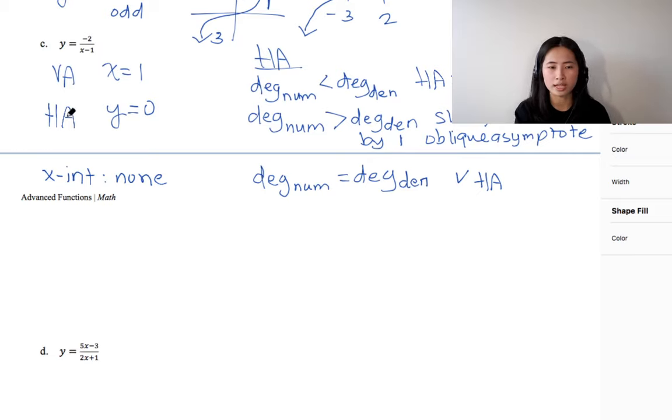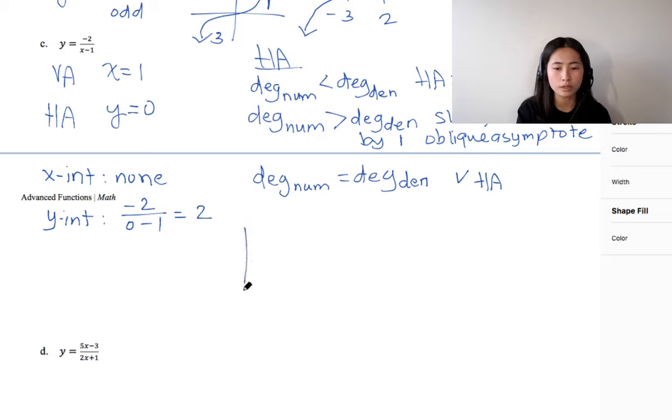However, for the y-intercept, how do you find it? Well, you just have to plug in x is equal to 0. So the y-intercept is negative 2 over 0 minus 1, and when you find it, you're going to see that this is equal to 2. Does that make sense? So if your y-intercept is equal to 2, you're going to have a y-intercept here. So this is 2. Vertical asymptote is at x is equal to 1.